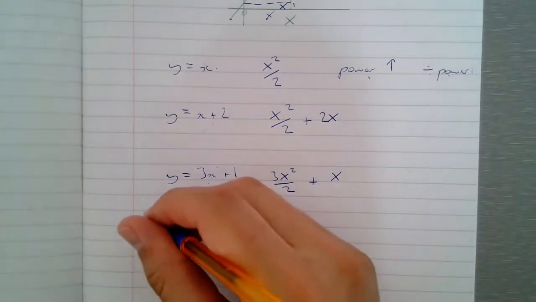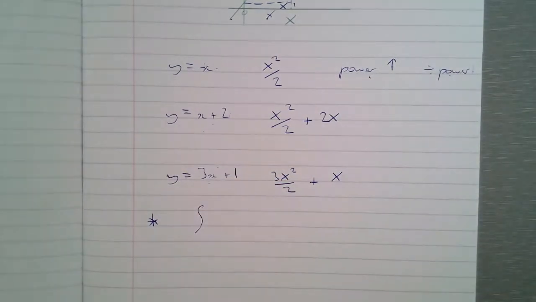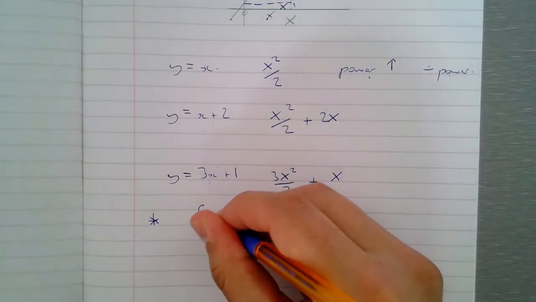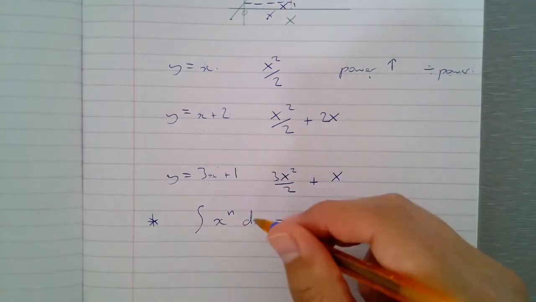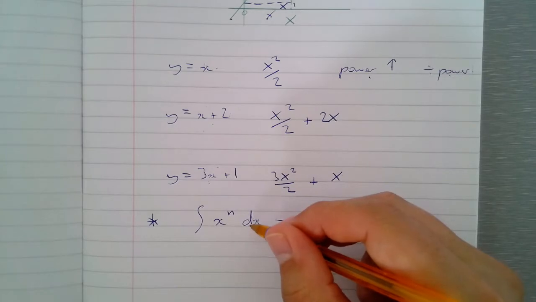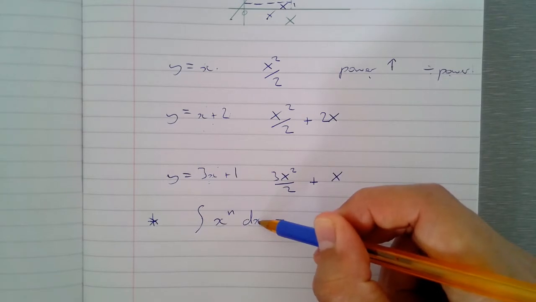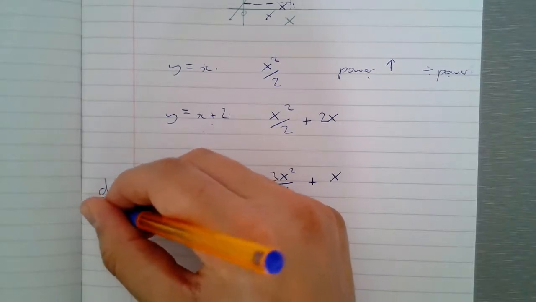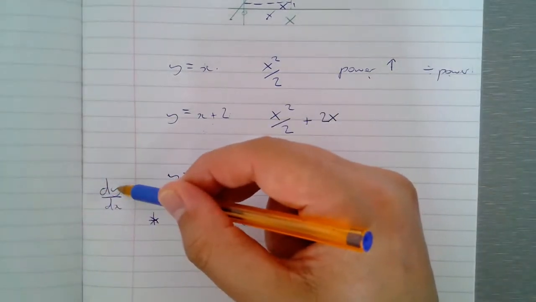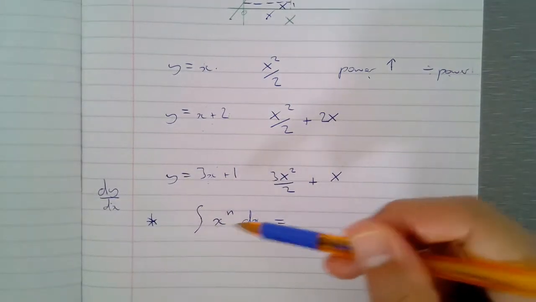But the thing which you really need to take from this is the integral, this is the big sign for integral, you know, dy dx tells you about differentiation. The integral of x to the n dx, this dx thing is something which needs to be on the end of the integral. Basically we're saying I'm going to integrate this thing with respect to x. Remember when we differentiate, we say we're differentiating y with respect to x. Integrating this with respect to x.